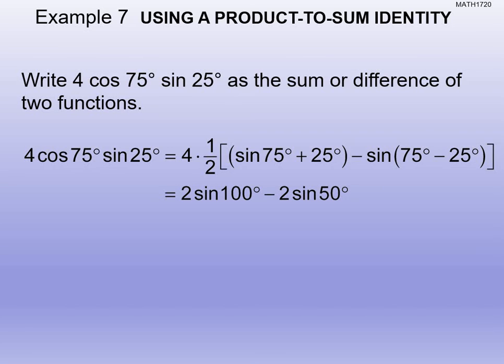We can reduce those, okay? So sine of 75 plus 25 becomes sine of 100. Sine of 75 minus 25 becomes sine of 250. And remember that 4 divided by 2 is 2, and that 2 needs to distribute to each term. All right, it's not just in front of the first term.